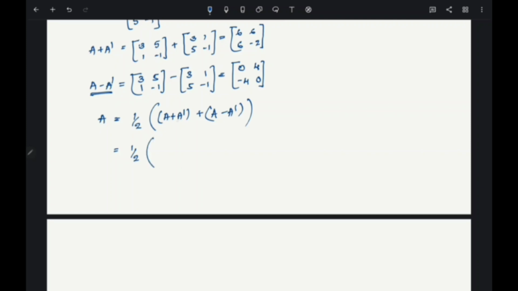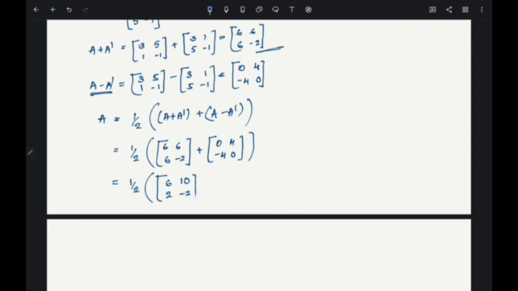Half into, what is A plus A dash we have got? It is this matrix, which we have got as 6, 6, 6, minus 2. Plus A minus A dash we have got as 0, 4, minus 4, 0. Now add up these two matrices, then we have to divide it by 2. So addition of these two matrices will be 6 plus 0 is 6, 6 plus 4 is 10, 6 minus 4 is 2, minus 2 plus 0 is minus 2. So we have got a matrix 6, 10, 2, minus 2.